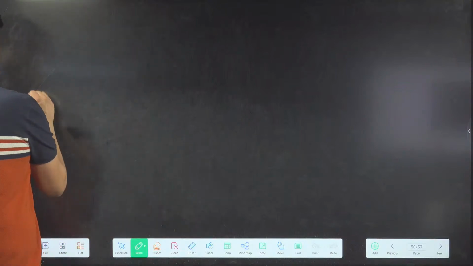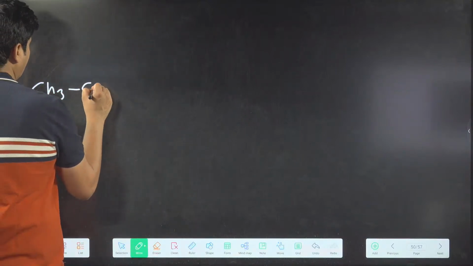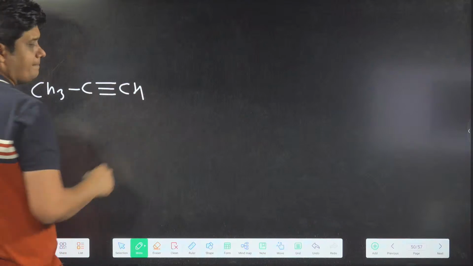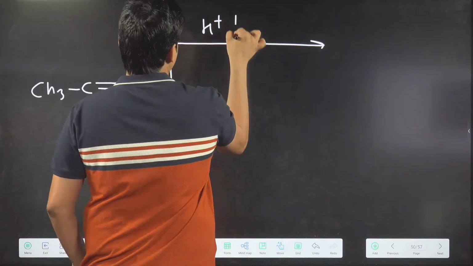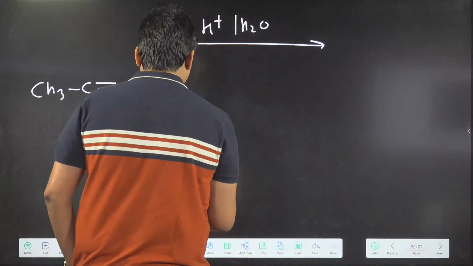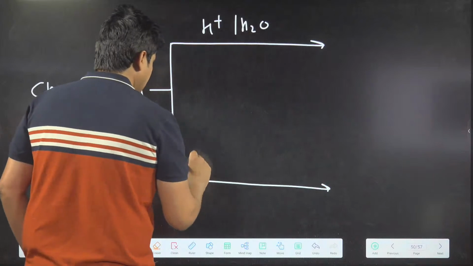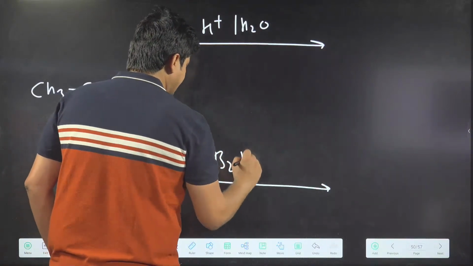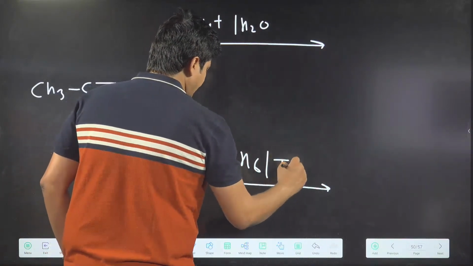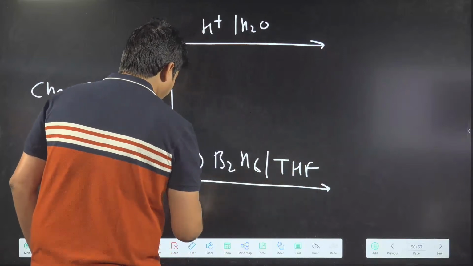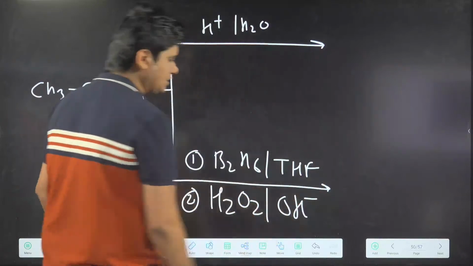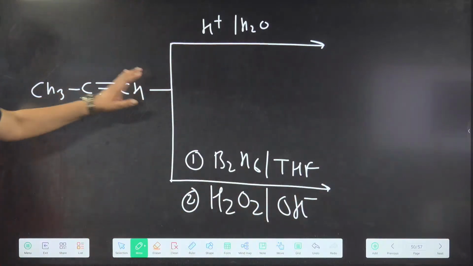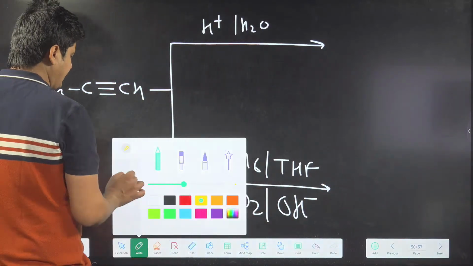What is important for you? Finally, what do you have to know? This alkyne is given. One condition, they are giving dilute sulfuric acid, or they are giving H plus, H2O, or H3O plus. Second condition, they are giving B2H6 in the presence of solvent THF, followed by addition of hydrogen peroxide in alkaline medium. These two conditions are very important.